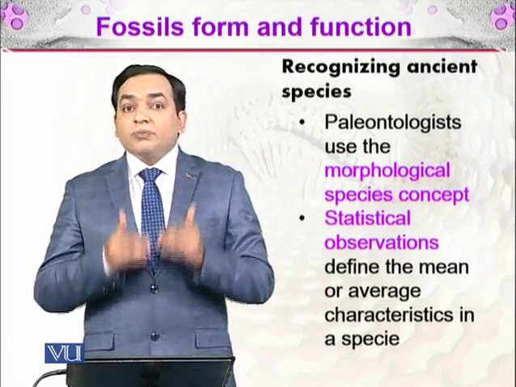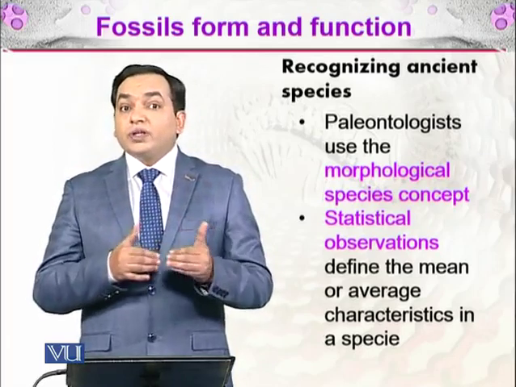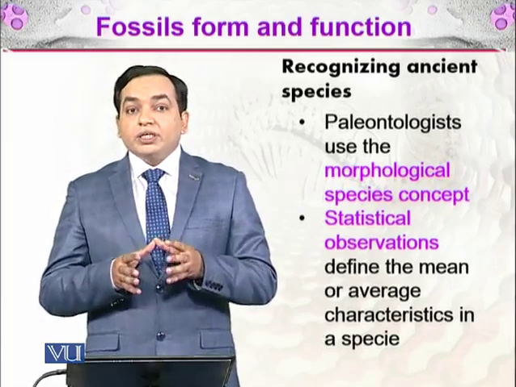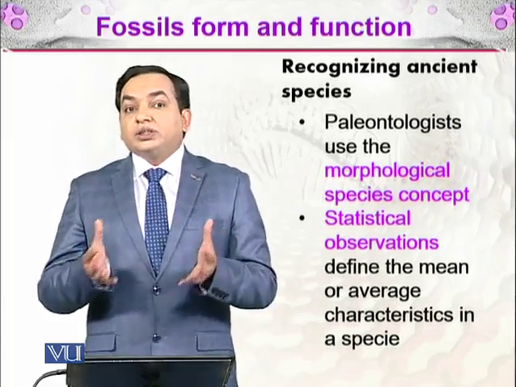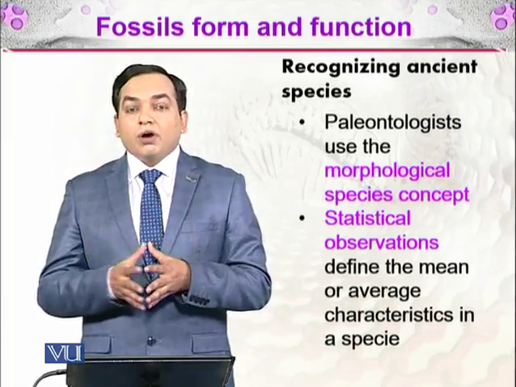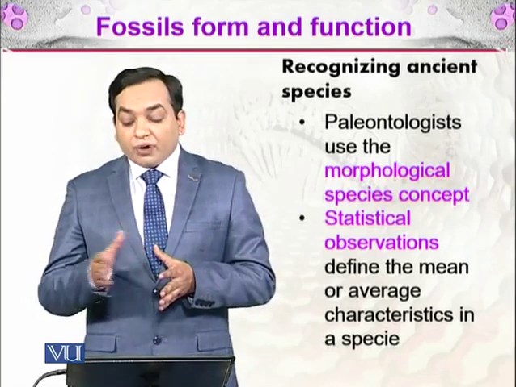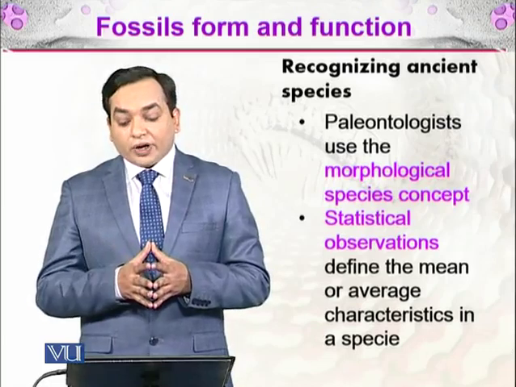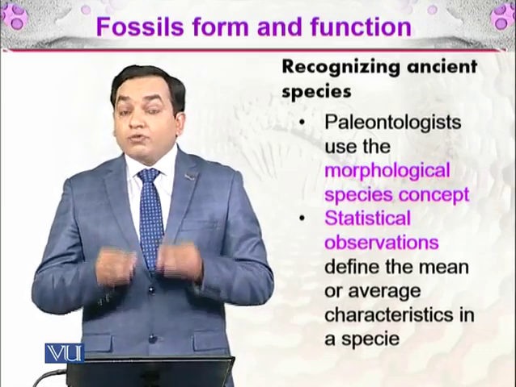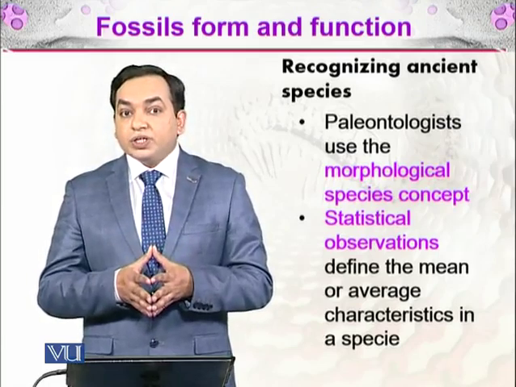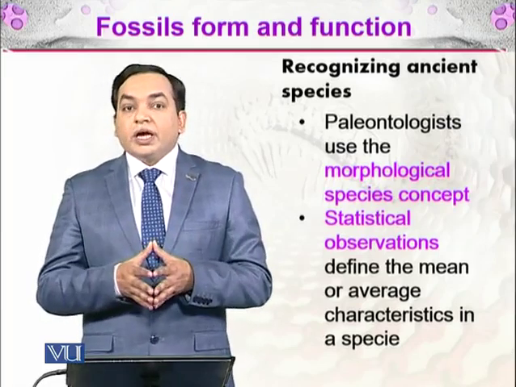Now, there are some variations among the species, and we will be discussing that in the next lecture. And how can we say what the average size or shape or form of a species is? We have statistical observations that define the mean or average characteristics of the species. We will be discussing more about the variation among the species or the fossil species in the next lecture.